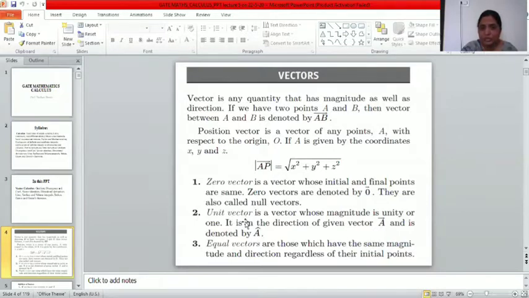So what we get is x2 minus x1 I bar. So if x2 minus x1 are both the same, then 0 I bar, 0 j bar and 0 k bar. So zero vectors are denoted by 0 bar, and they are also called null vectors.